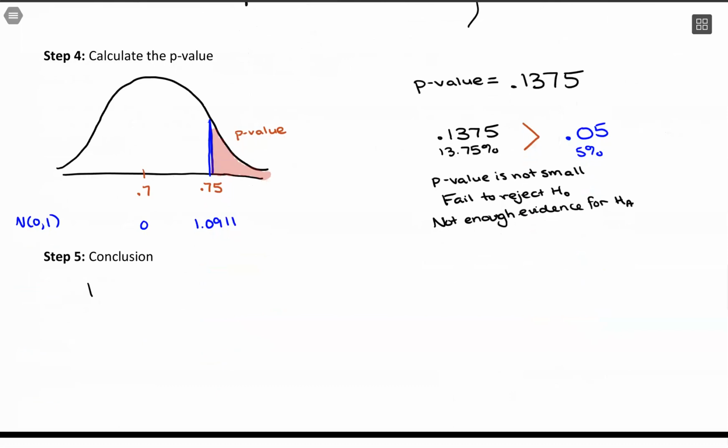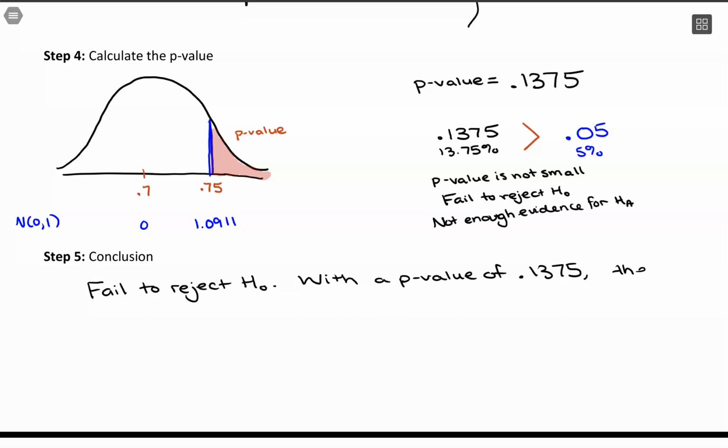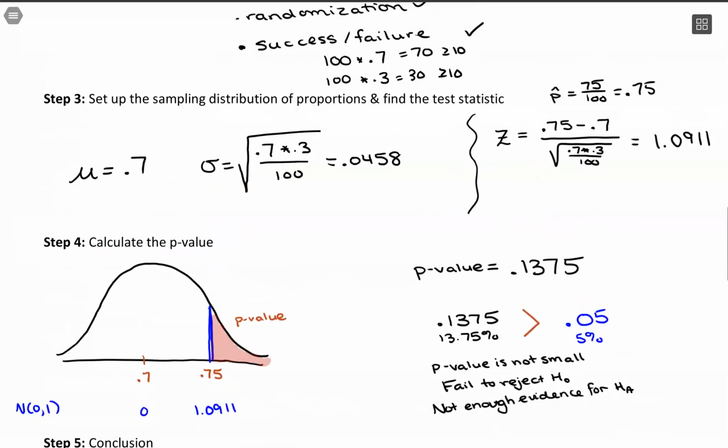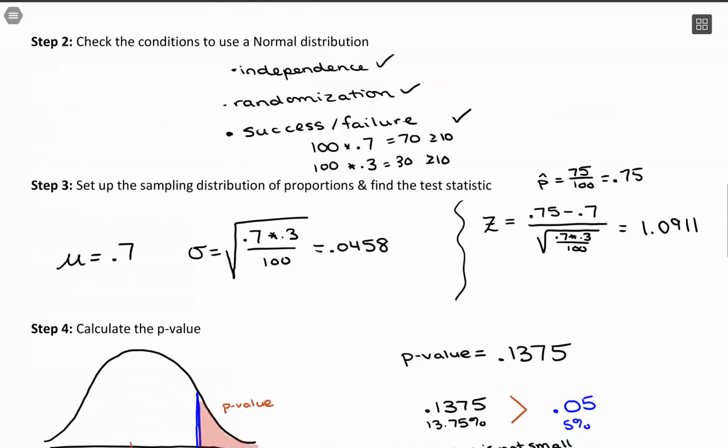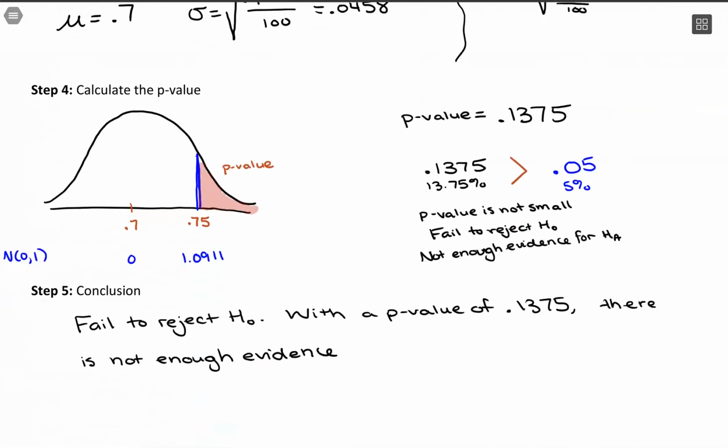So for the conclusion, what I'm going to write out is fail to reject the null hypothesis. Then with a p-value of 0.1375, there is not enough evidence, and then I want to grab wording in context for the alternative hypothesis. So let's see, it was all about proving this larger 0.7. If I go back to that wording of test whether it is more effective, well, that's what we failed to prove. There's not enough evidence that it is more effective. Or we could even use this wording that the new drug is better. So I would say there's not enough evidence to conclude the new drug is better.